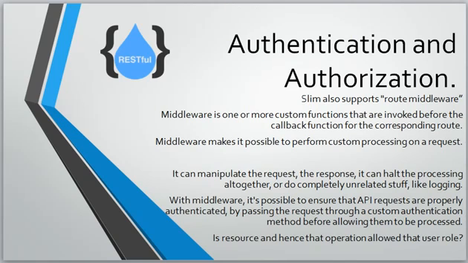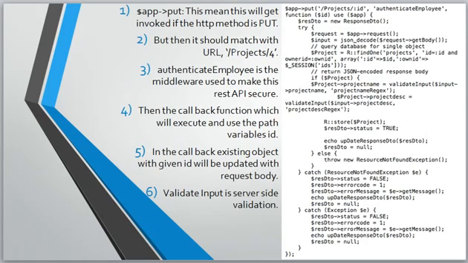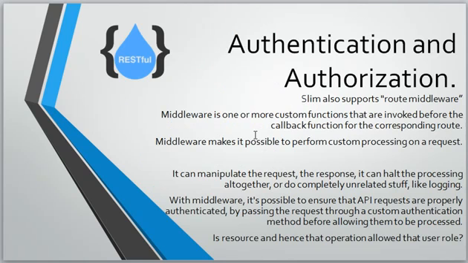Those callbacks are mapped using different methods and URL. Now let's see how to use the middleware. Middleware is one or more custom functions that are invoked before the callback function for the corresponding route. Middleware makes it possible to perform custom processing on a request. It can manipulate the request, the response, it can halt the processing altogether, or do completely unrelated stuff, like logging.